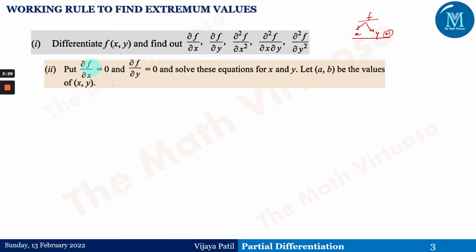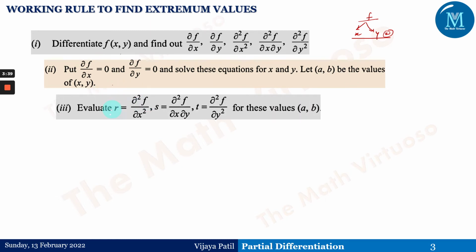Then, the second step: dou f upon dou x is 0, dou f upon dou y is equal to 0, and solve these equations for x and y. Let a comma b be the values of x and y. Evaluate r, that is dou square f upon dou x square, s as dou square f upon dou x dou y, and t as dou square f upon dou y square, for these values of a comma b. So after getting the pair of equations from dou f upon dou x equals 0 and dou f upon dou y equals 0, we have to find r, s and t at these points.